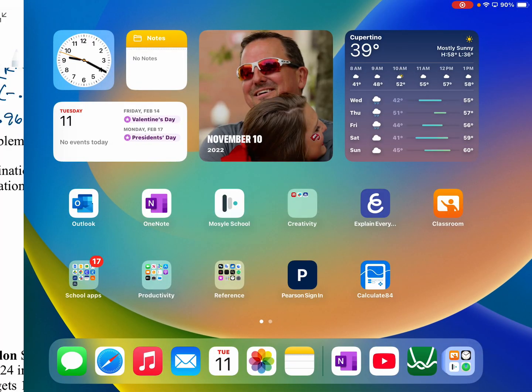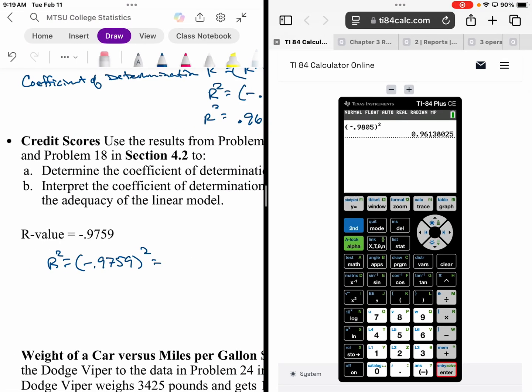Now, do I have to put the negative in there? It helps, but again, the R-squared value should always be what type of a number? Positive. A lot of times we forget to put parentheses around things when we square it in the calculator. If you put in negative 0.9759 and you square it and it comes out to be a negative number, just drop the negative because R-squared value always has to be positive.